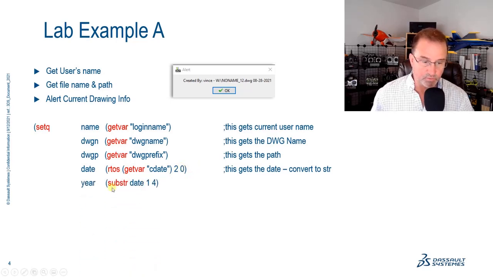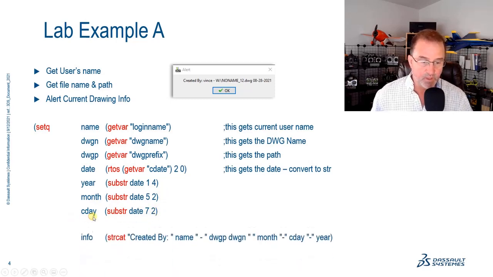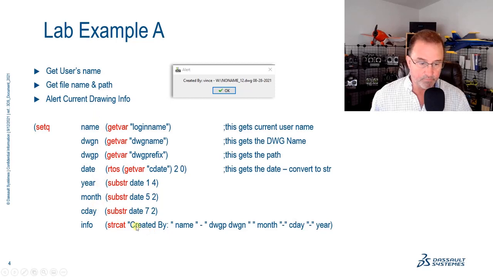And then what we do is we're going to take that string, we're going to take the first 4 characters, which will represent the year. Then we'll start at the 5th character, take the next 2, that'll represent the month. Start at the 7th character, take the next 2 characters, and that'll be the day. And then we're going to put all this information together with a function called stringcat. And we're going to take created by, we're going to use the variable called name that we picked up here, the drawing path, the drawing name, a space, we'll put the month, a dash, the day, and the year in that. And then at the very end, we'll close this setq.